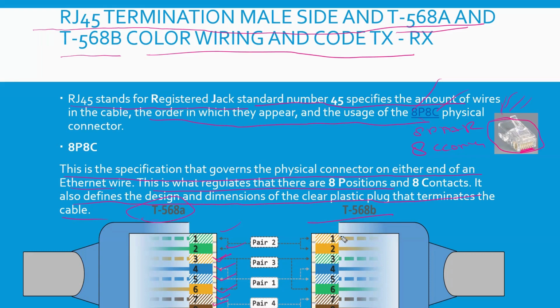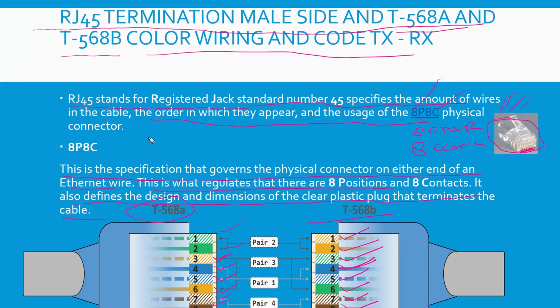For the B scheme, you have white-orange at the start, then solid orange, then white-green, solid blue, white-blue, and solid green. So it's just the opposite: green and orange get inverted here, while brown and solid brown stay the same. So these two pairs of the cable got inverted.